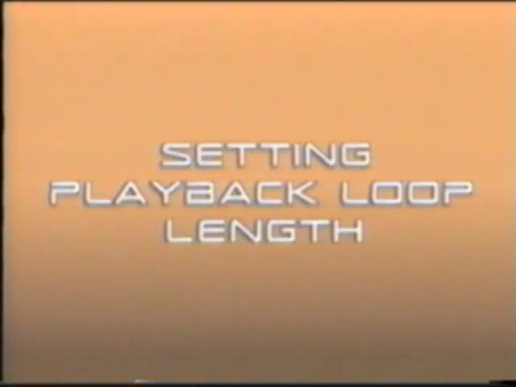Setting playback loop length. So now I've got this simple 4-bar loop. Okay, first I'm going to set the playback loop length. Because I've created a 4-bar loop in record mode, I'm going to set the playback loop length to 4 bars as well. However, I could make it a different length if I wanted to hear a shorter or longer section of the music.